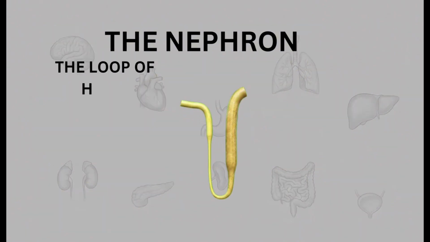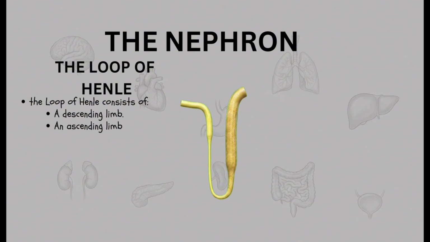The loop of Henle. The filtrate then enters the loop of Henle. As you can see on your screen, the loop of Henle consists of a descending limb and an ascending limb. These two limbs have very different functions.